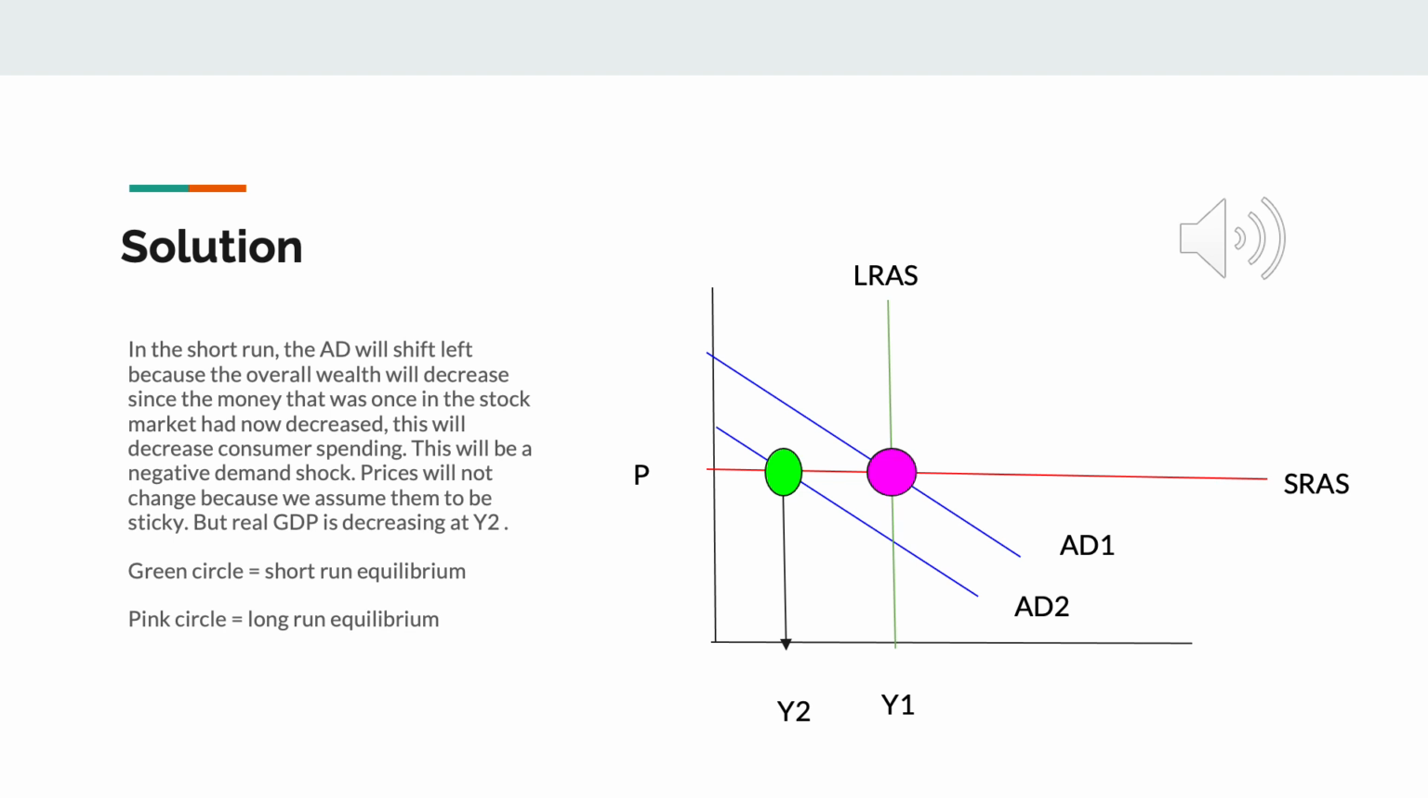Prices will not change because we assume them to be sticky, but the real GDP will decrease to where we see the green circle at Y2, and that will be the short run equilibrium, versus the long run equilibrium where prices adjust for such shocks.